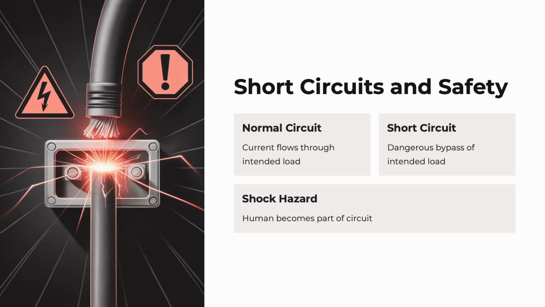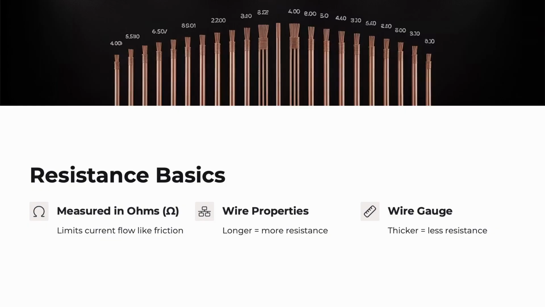Let's unpack resistance a little bit. Recall that we said resistance is what limits current flow. It is like friction in an electrical system. It's measured in ohms and represented by omega. Materials like copper and silver have very low resistance, which is why we often use them for wiring. On the flip side, rubber or air have high resistance, and that's why they are used as insulators.